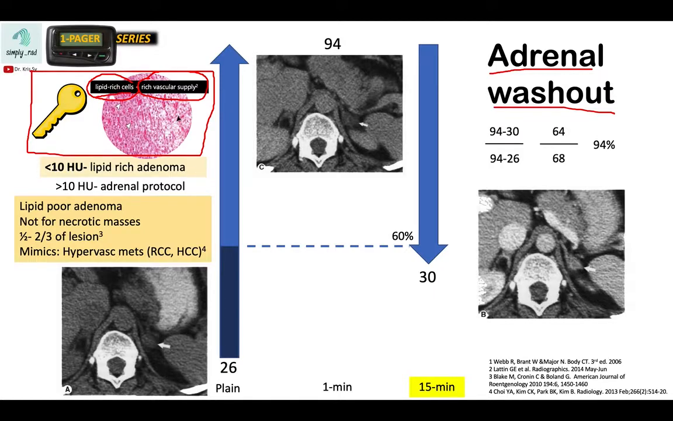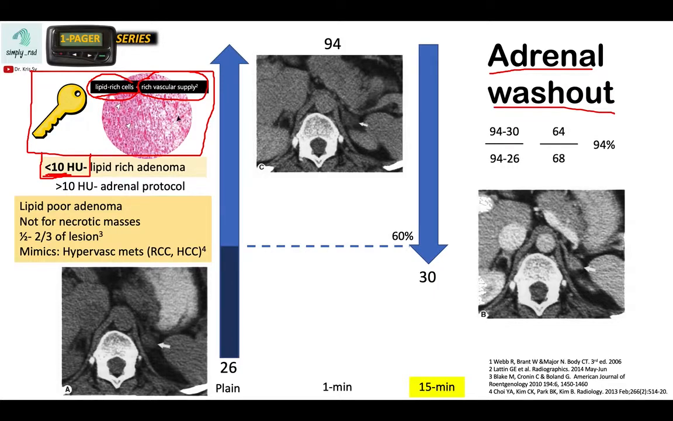Because of its lipid-rich cells, which are contained intracellularly, we can prove that it is an adenoma if we get less than 10 Hounsfield units on our plain CT scan study. So once we get this less than 10 Hounsfield units, we can diagnose already and we don't need additional imaging.